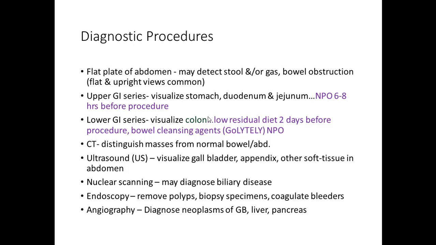Endoscopy. They actually go in and might remove polyps, take biopsies, and they might burn the bleeders if they have a GI bleed. They might go in and burn those so they stop bleeding. Angiographies are done to look for cancers of the gallbladder, the liver, and the pancreas.